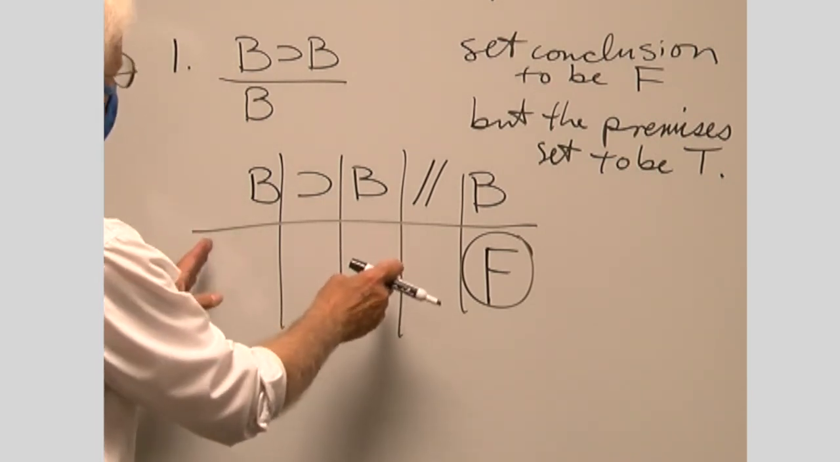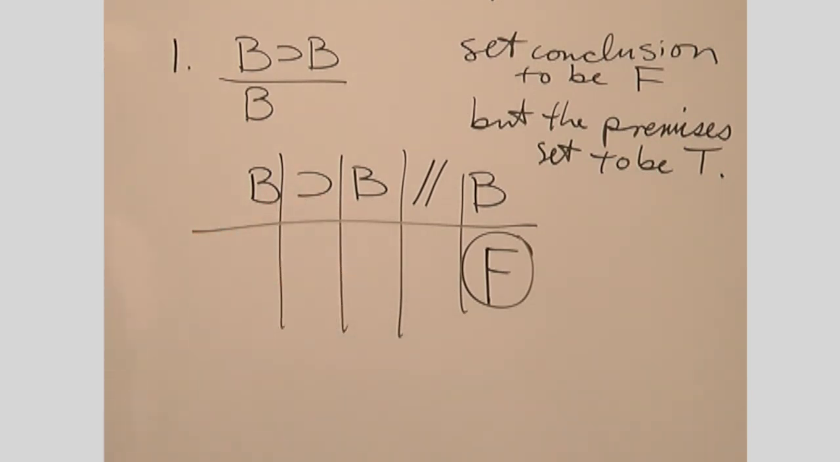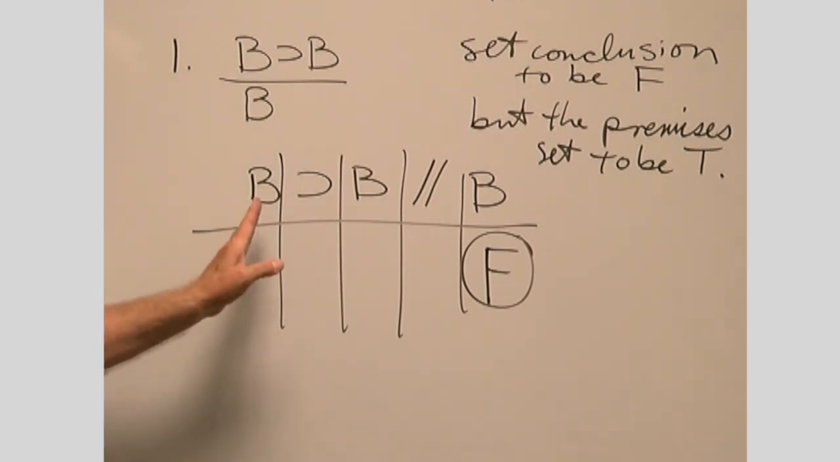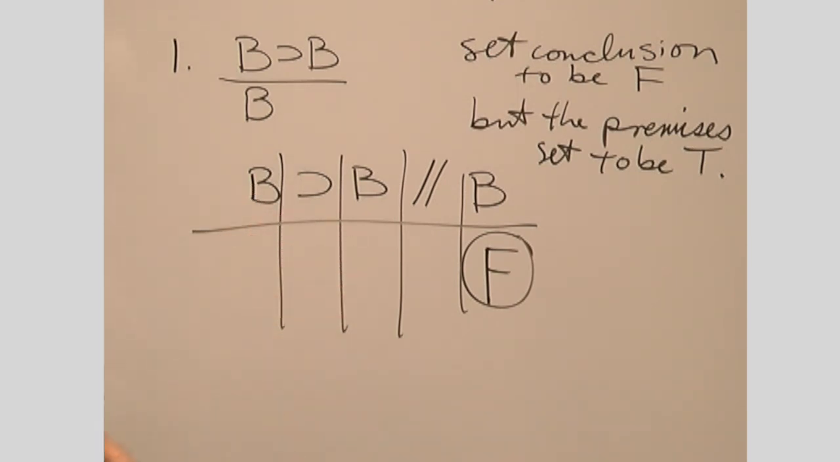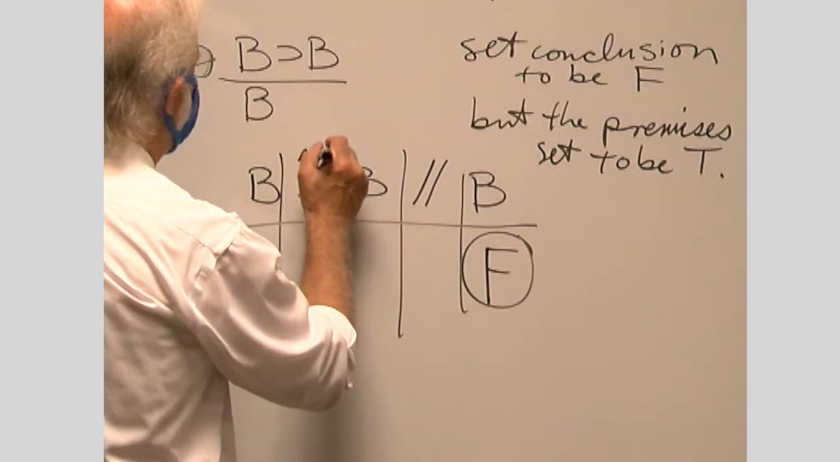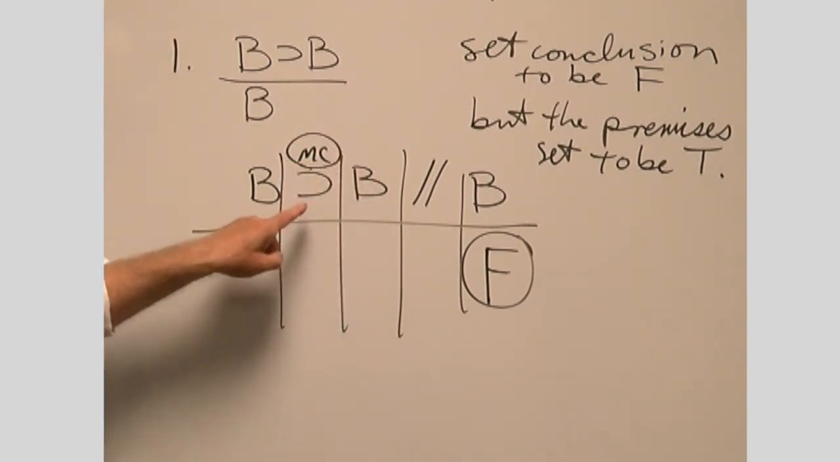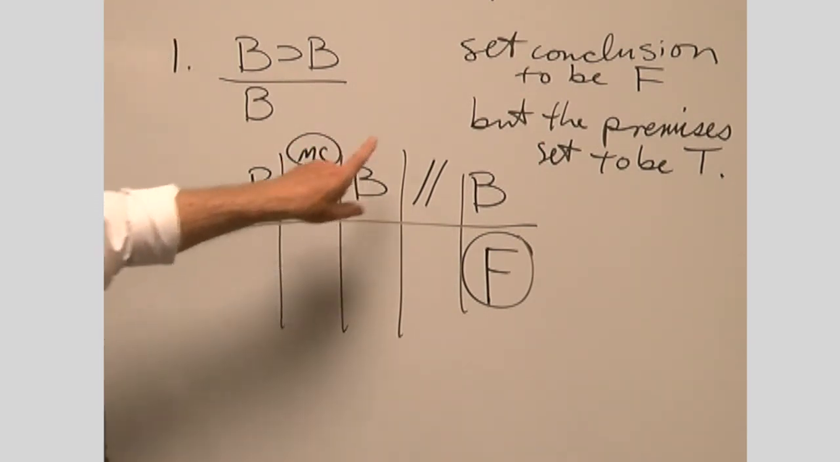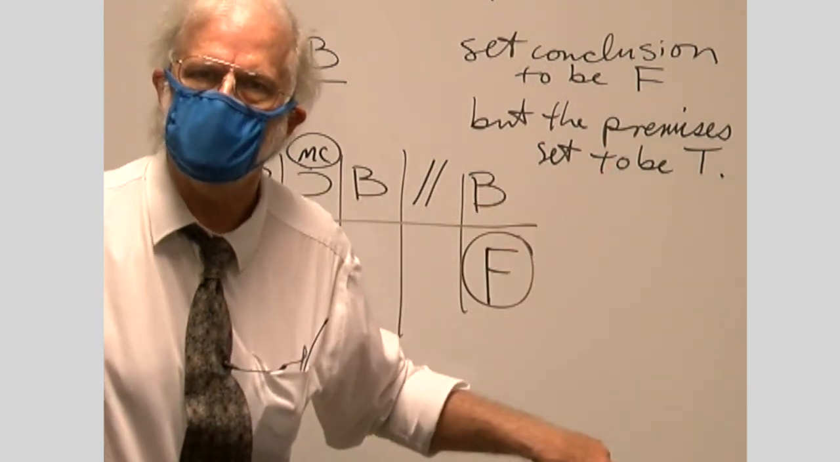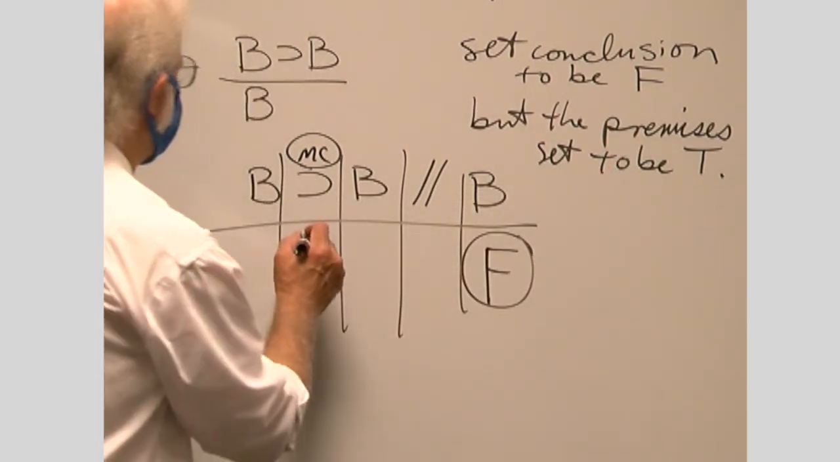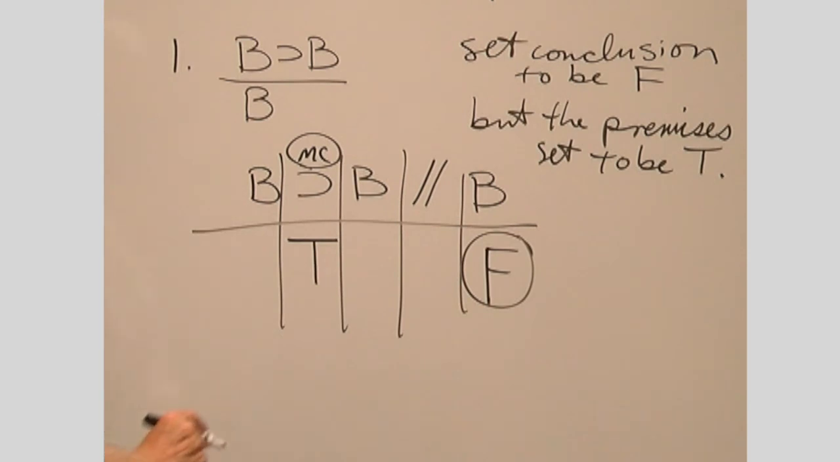Okay, so let's go to the premise now. Here's the premise, B horseshoe B. The main connective is the horseshoe. If we want the premises to be true, what we want to do is to set that main connective to be true. So we'll make the horseshoe true.